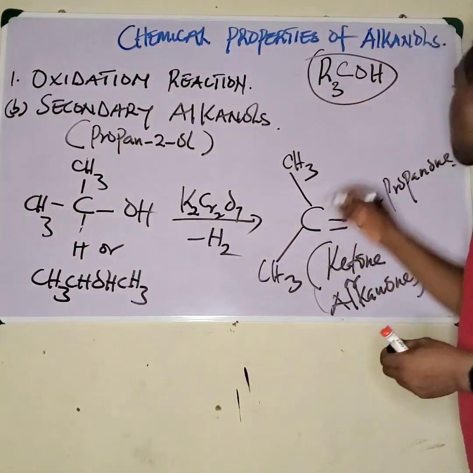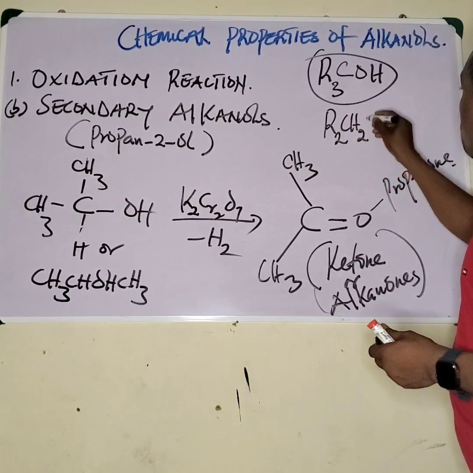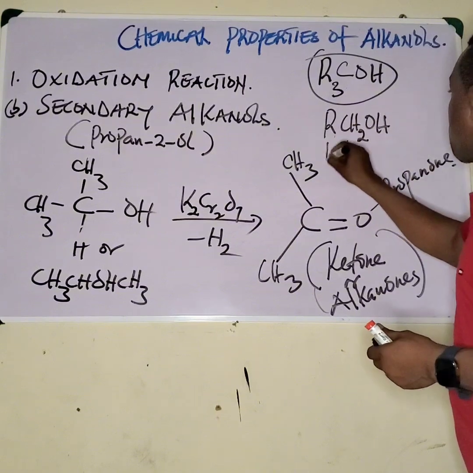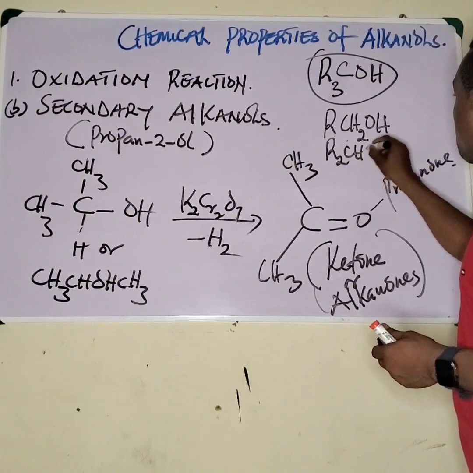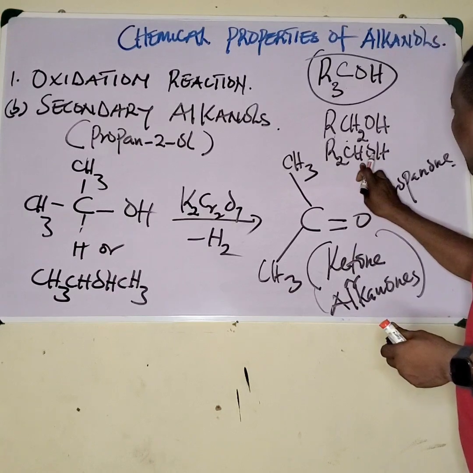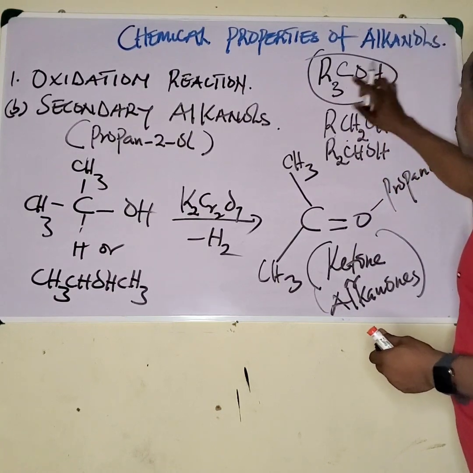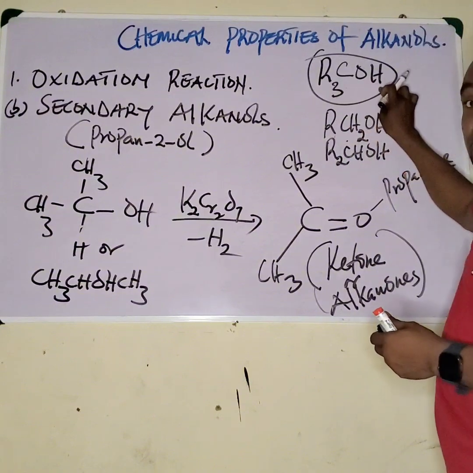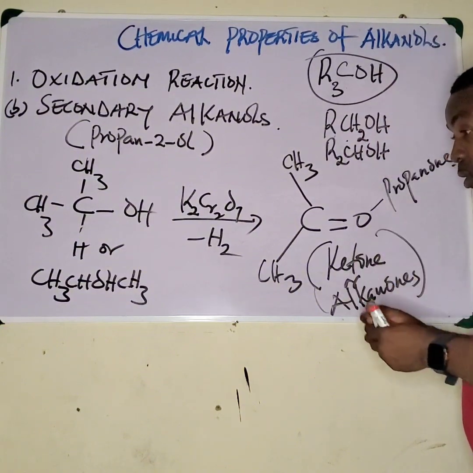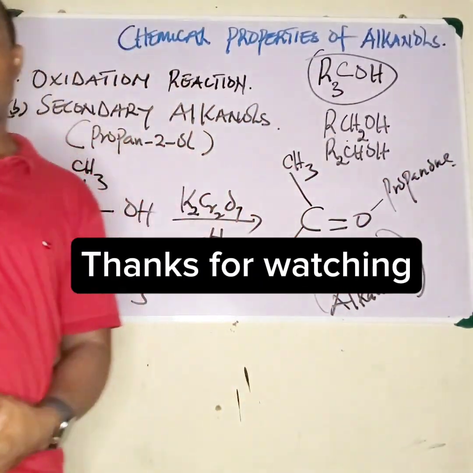Like in primary alkanols we have RCH2OH, while in secondary alkanols we have R2CHOH. So we have carbon to hydrogen bonding here. We have carbon to hydrogen bonding. But in tertiary alkanols, we do not have carbon to hydrogen bonding. And this is the reason why tertiary alkanols cannot, or they do not, undergo oxidation.